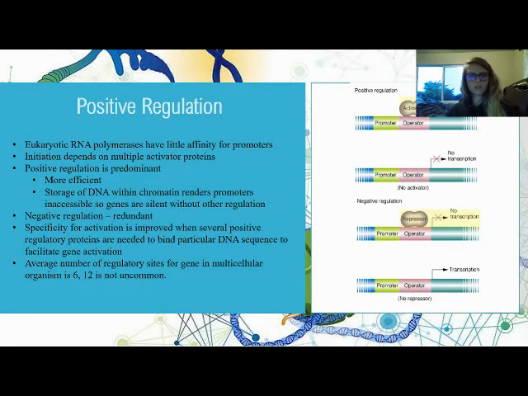So eukaryotic RNA polymerases have little affinity for their promoters. Initiation really depends on multiple activator proteins being present and in the right positions. Positive regulation is predominant because it is more efficient, and storage of DNA within chromatin renders promoters inaccessible, so genes are silent without other regulation.